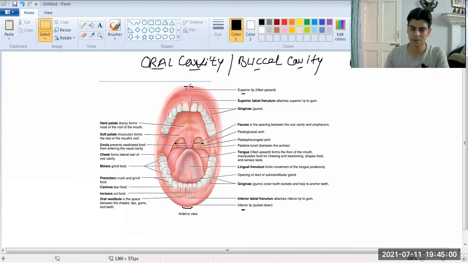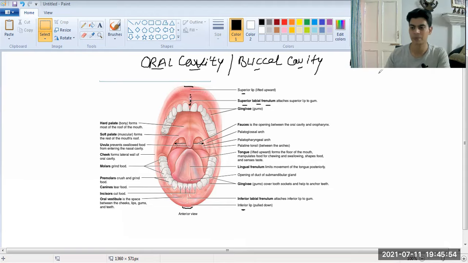Both the upper lip and the lower lip are connected to the jaw. You can even feel it yourself: if you take your lip and move it upwards, you can feel that your upper lip is connected to the jaw. This connector is a ligament called the labial frenulum. Here it is written superior labial frenulum because it connects the upper lip with your jaw at the midline.